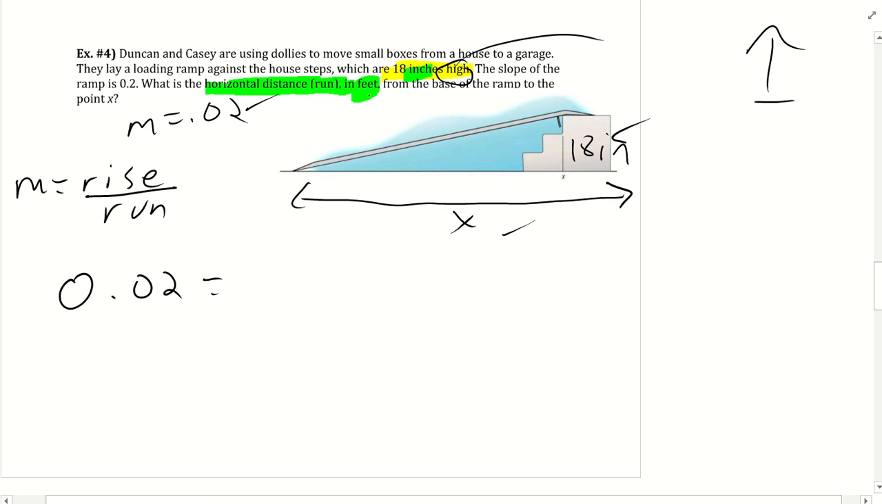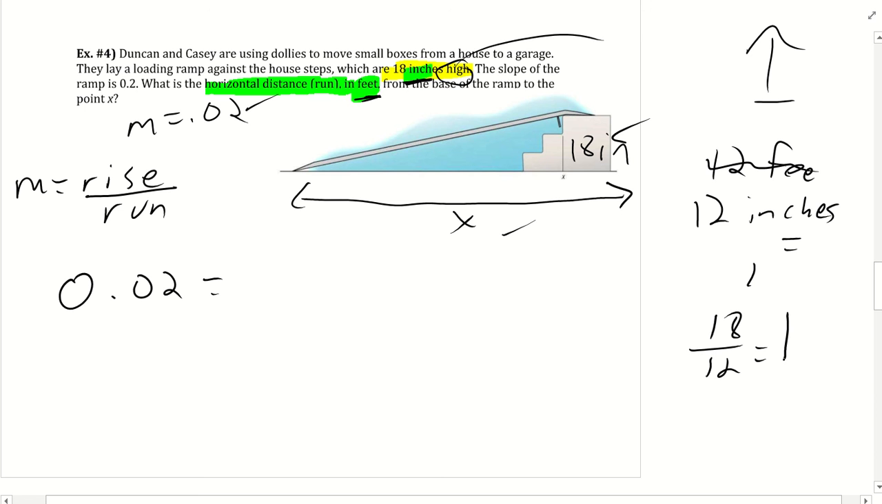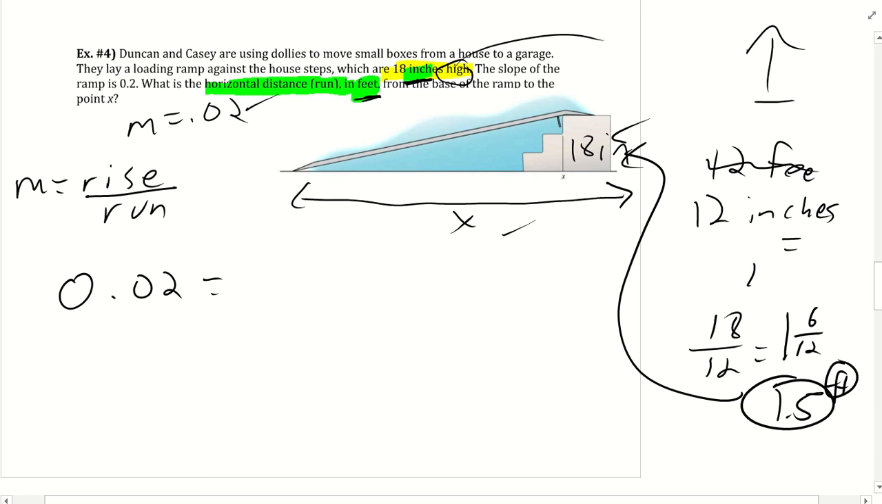Now, because it says feet, I'm going to take this, and I realize that there's 12 feet, right? 12 feet. Well, there's a mistake. Let's fix that. There's 12 inches equals 1 foot. So if I have 18 inches, if I go 18 divided by 12, I get 1 foot, and then 6 over 12, which is about 1.5. So I'm going to use 1.5 feet as my rise. Hopefully that makes sense. It's really important that we do that.